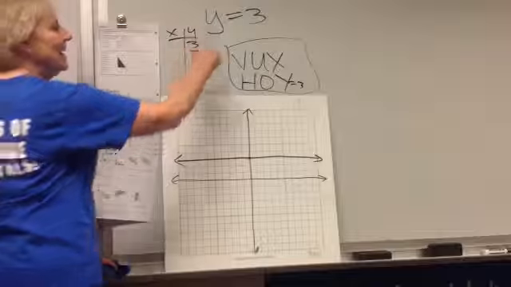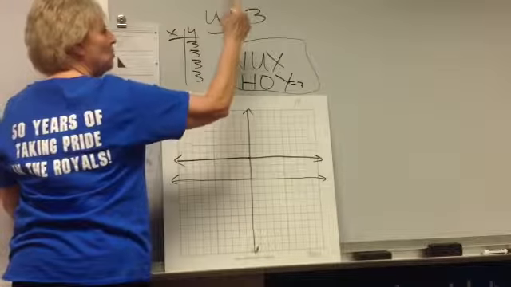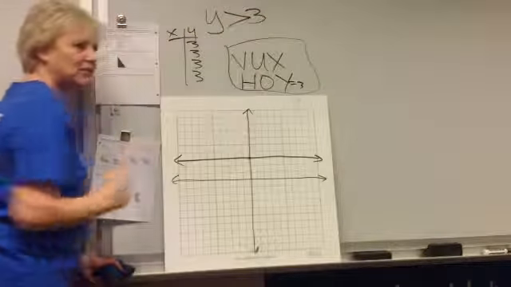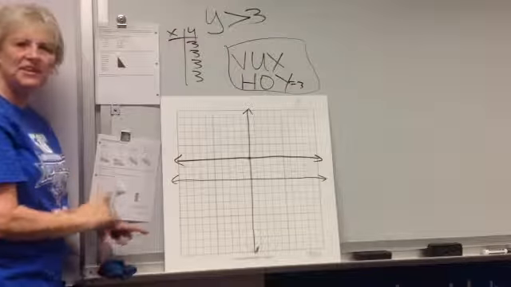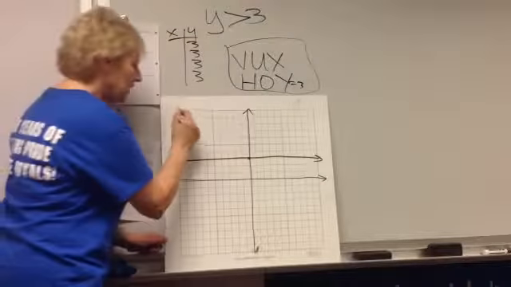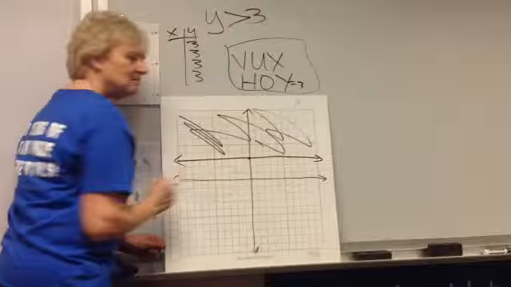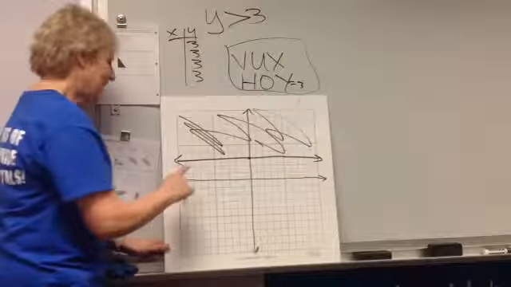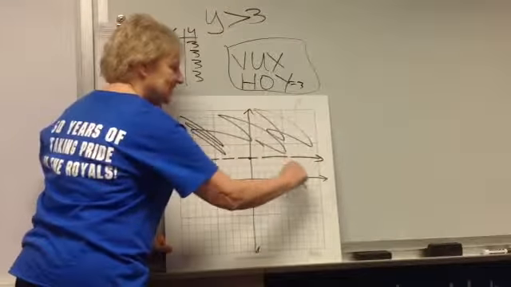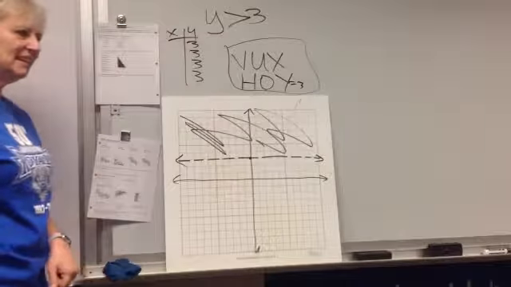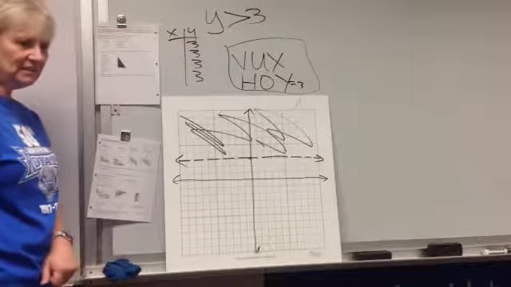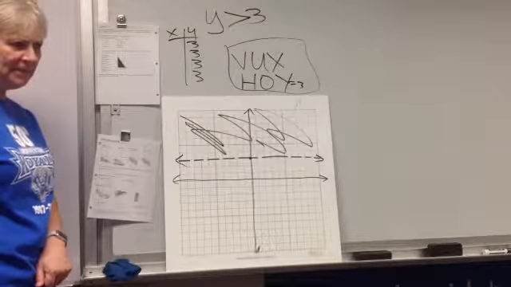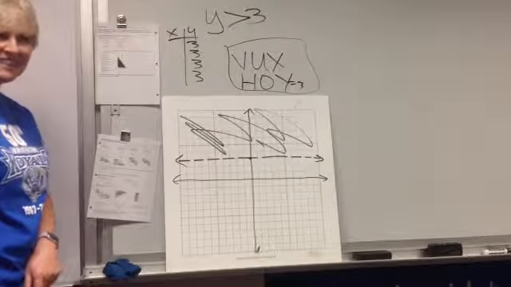Anyway, if I change this to y is greater than 3, what do I do to this? We're going to shade the top and make the line dashed. On your paper, you don't make it solid to begin with.